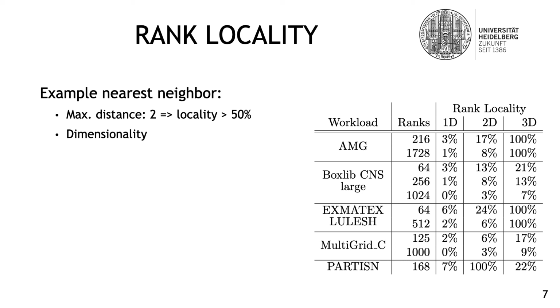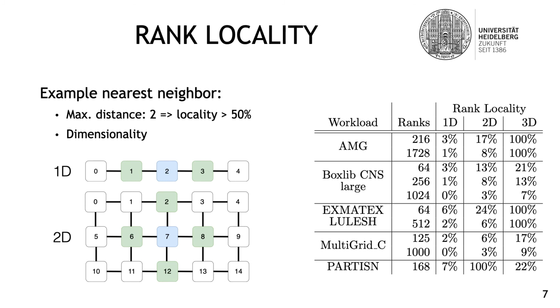If we're looking at the plane rank distance, which is depicted by the 1D column in the table, we can see that there's no application that has a nearest neighbor communication pattern. But this doesn't match the assumptions we made in the beginning about these applications. Why is that? Because these applications can have multiple dimensionalities. So let's have a short look at this example.